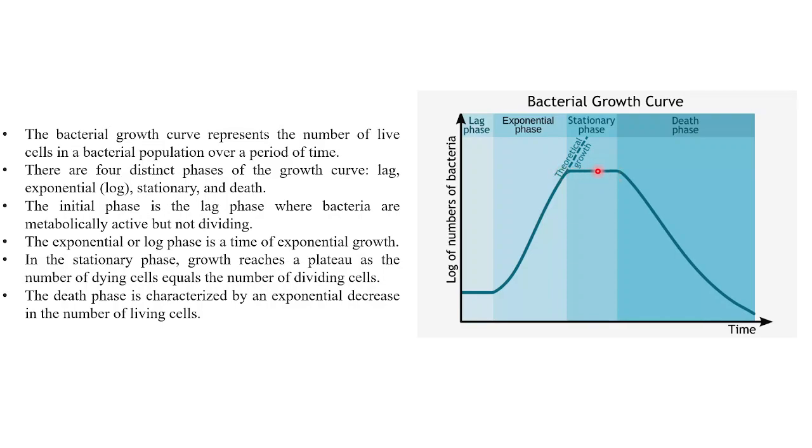At some point of time, the bacteria will come to realize that the nutrition in this medium is limiting right now. So we have divided a lot, but now the nutrition that was given to us is limiting, and at that point there will be a plateau-like region. The number of dividing and the number of dying bacteria will be the same, and then there is a decay or the death phase, which is shown by an exponential decrease in the number of living cells.